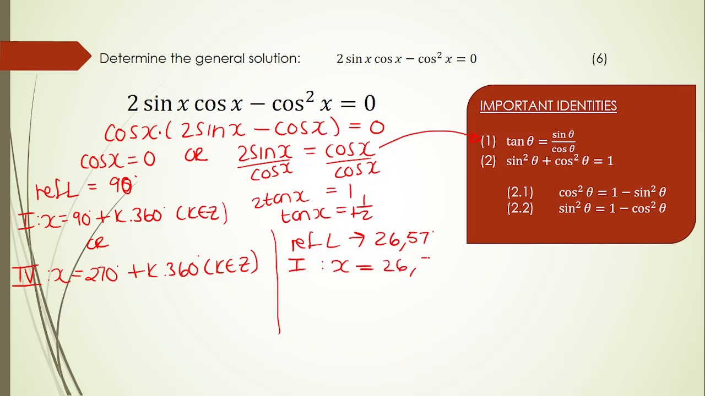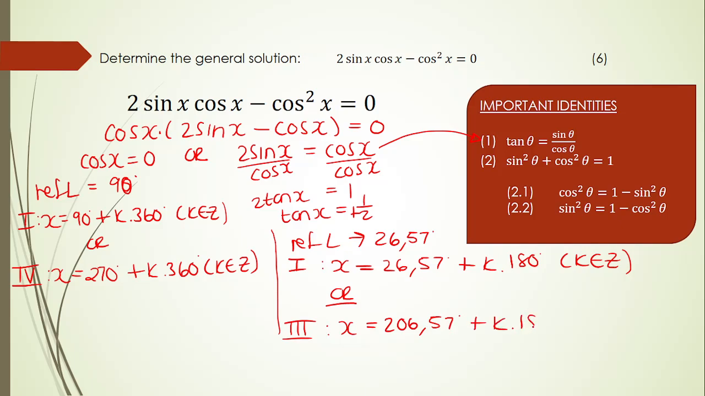Okay, so it's 26.57, but tan repeats itself every 180. That's its period. Or where else is tan positive? Tan is also positive in quadrant 3. So that's going to be 180 plus this 26.57, and I'm getting 206.57 plus k times 180, k's. Great, 6 marks, guys.